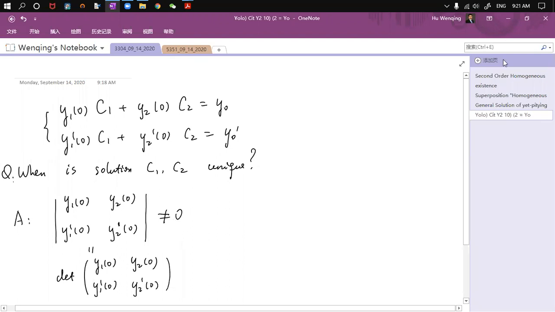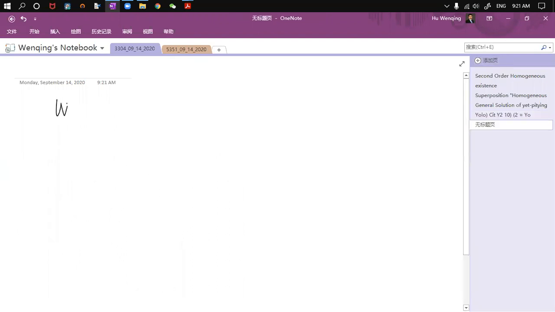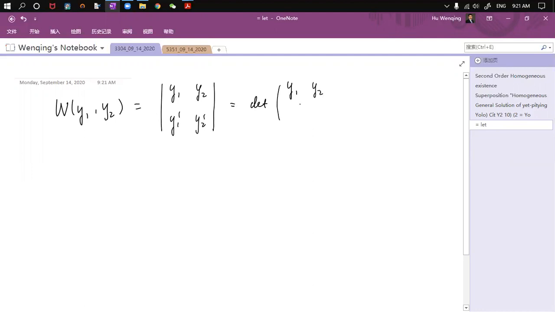So this is a very important quantity. We're going to call it W of Y1 and Y2. It's determined as the functions Y1 and Y2 on the first line, and their derivatives on the second line. It is also written as the determinant of Y1, Y2, Y1 prime, and Y2 prime. That's the very important matrix that we're going to call the Wronskian.